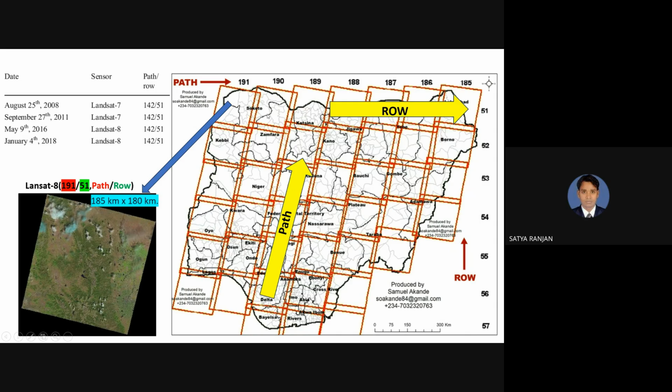Likewise, suppose we have to download one satellite image from different sites or any open source site, then we get the satellite data like this. This is the Landsat 8 satellite image. This is one tile, and it is 191 by 51. So 191 is the path and 51 is the row. This way, all the satellite data are created and we have to download tile by tile.